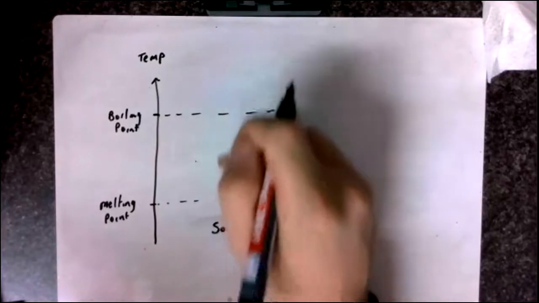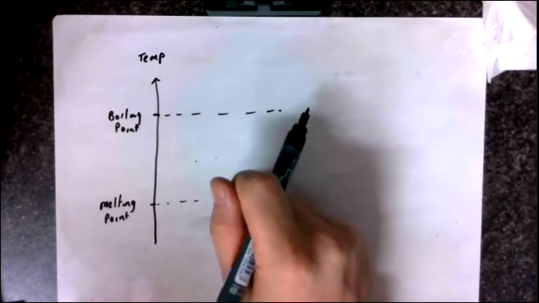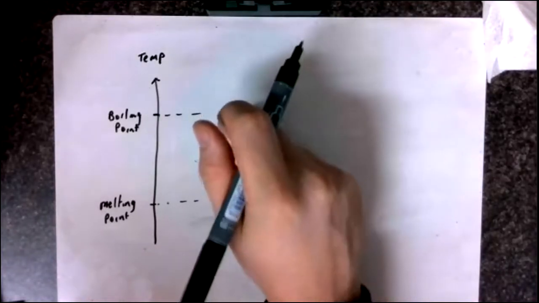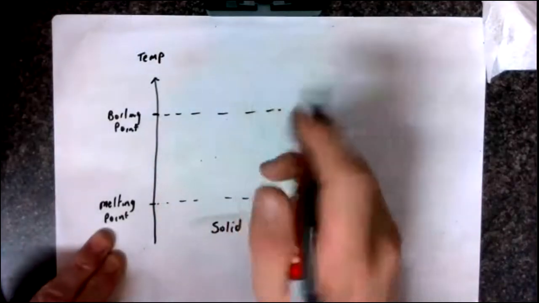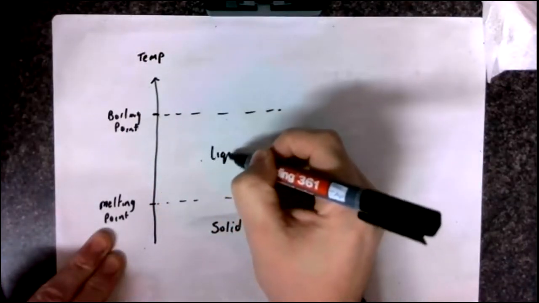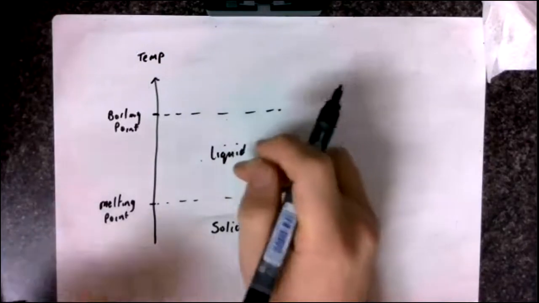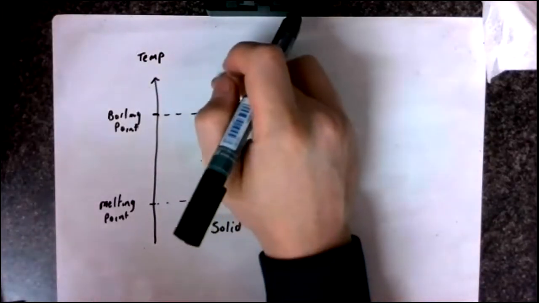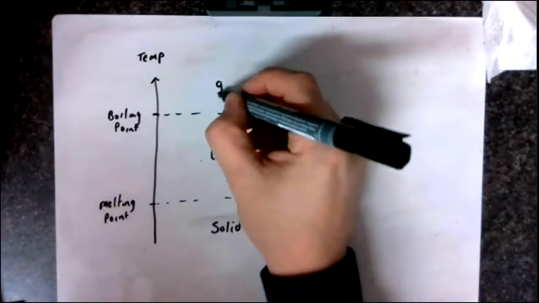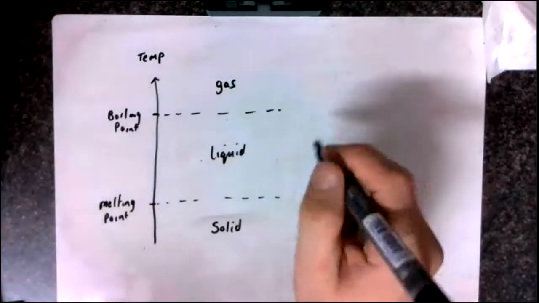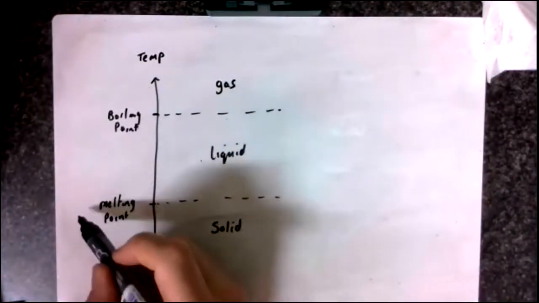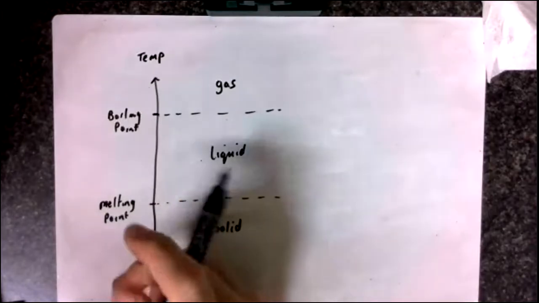Once it's melted, but before it boils, it's a liquid, but it hasn't boiled yet. All in this range here, the substance will be a liquid. And then once you increase the temperature even more and you go above the boiling point, it will be a gas. Now, each substance will have its own melting point and its own boiling point.